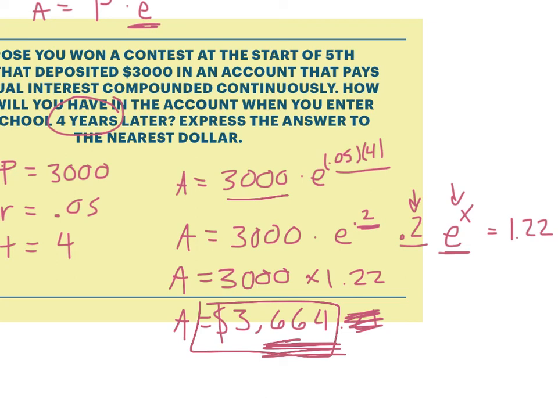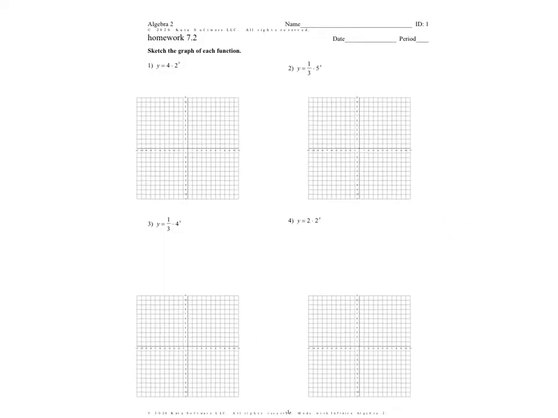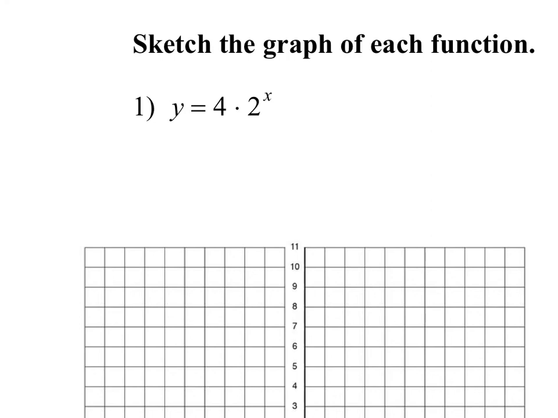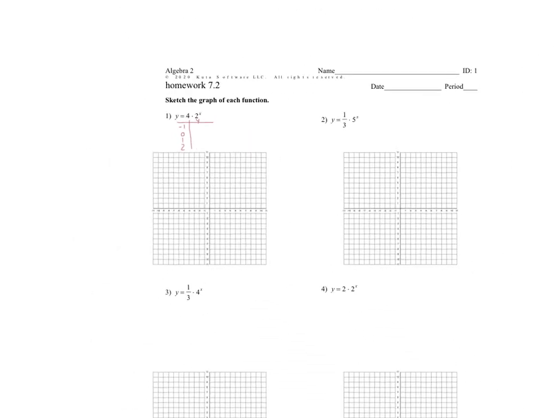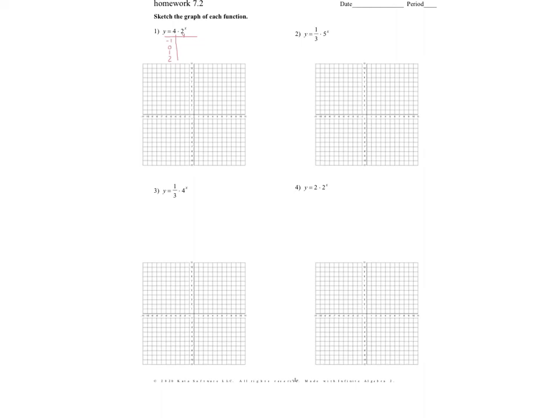Okay, so this is 7.2. You guys have a homework assignment, which I'll go over a few of the questions. So for the first 5, you're graphing the function. So just like we did in the first few examples, we're just plugging in numbers for x. So we're going to plug in -1, 0, 1, and 2. And we're going to get numbers for y, and we just plot those points and graph it. So that's going to be the first 5 questions.